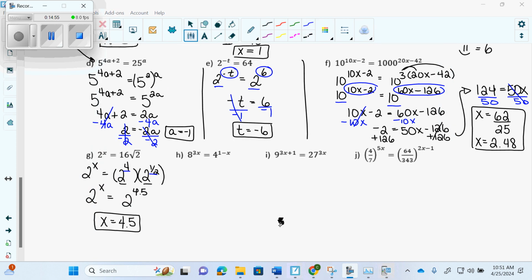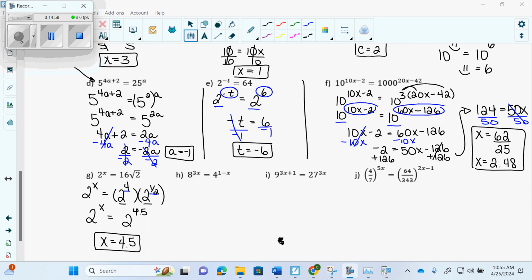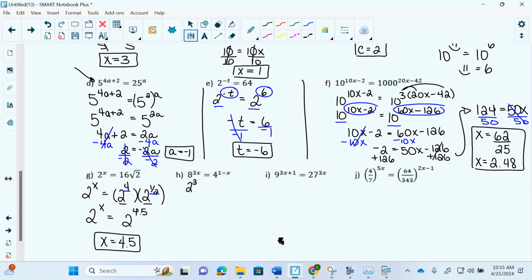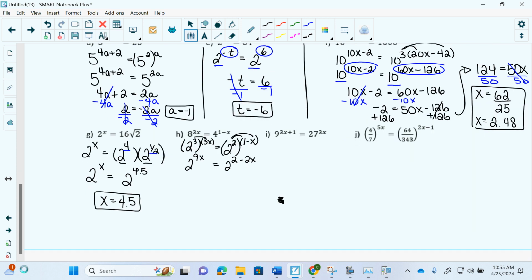Oh, I didn't. So 8 and 4, we can make them both be base 2. 8 is 2 to the 3, to the 3x, and 4 is 2 to the 2, to the 1 minus x, and then we distribute through, so we get 2 to the 9x equals 2 to the 2 minus 2x. And often people forget to distribute through, so don't forget that. Now I have base 2, so I can set these equal. So now I have 9x equals 2 minus 2x, add 2, and I get 11x equals 2, and then I have to divide by 11. So x equals 2 over 11, done.